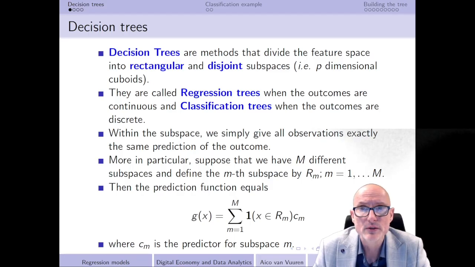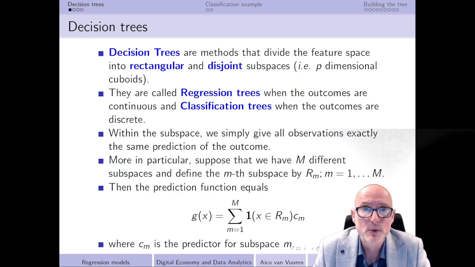Decision trees have the property that within a particular subspace, we simply give all the observations exactly the same prediction of the outcome. That is very special within decision trees: all the observations within a subspace are going to have exactly the same prediction.